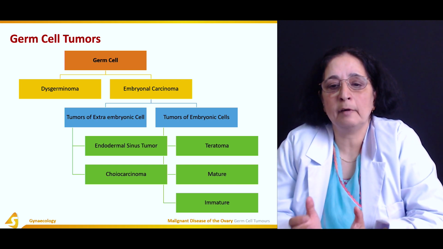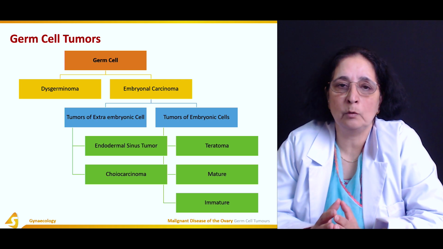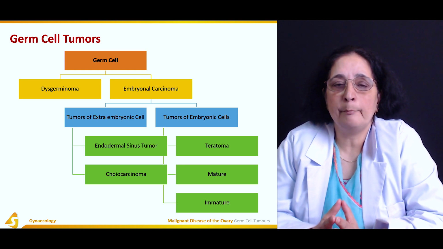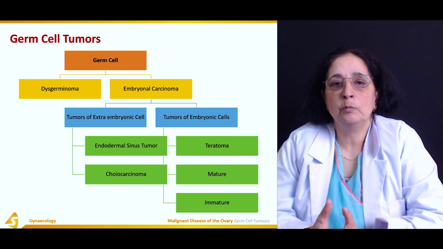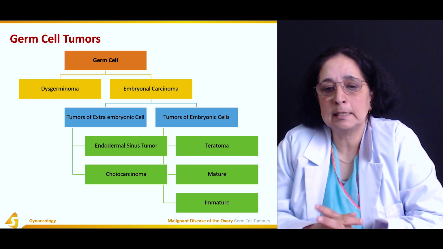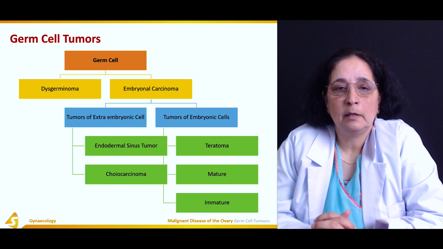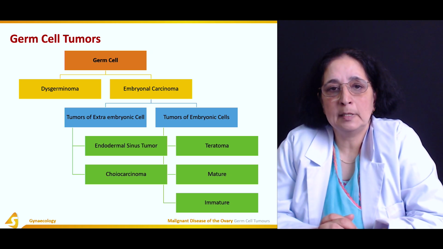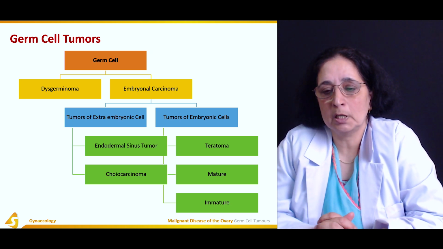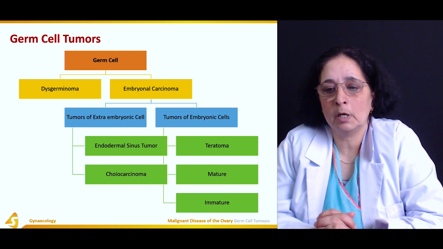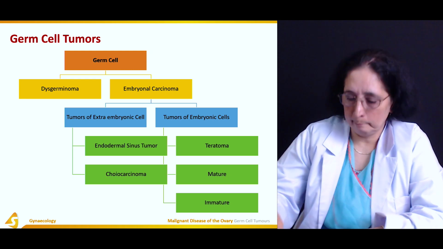Embryonal carcinoma is further divided into two: tumors of extra-embryonic cell and tumors of the embryonic cell. Extra-embryonic has two types: endodermal sinus tumor and choriocarcinoma. Embryonic cell has teratoma, mature and immature type.